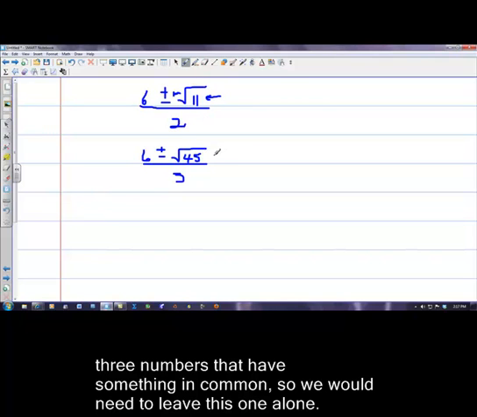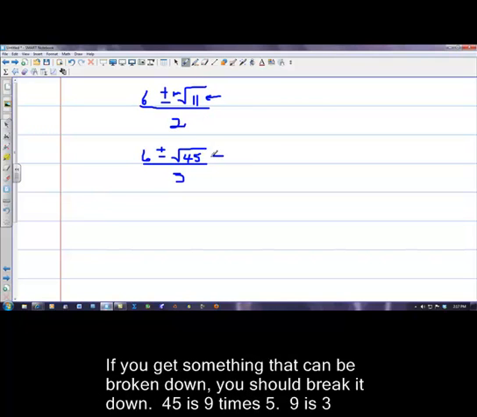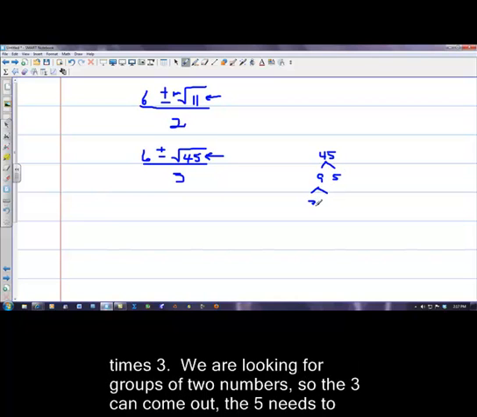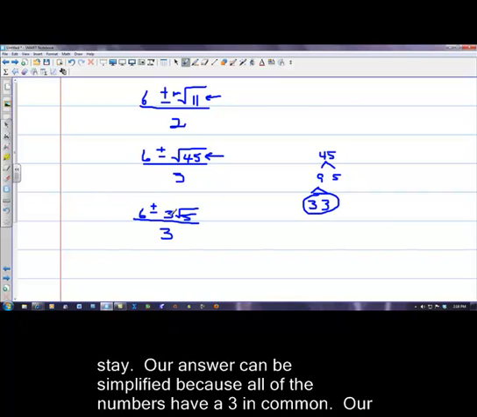Here's something else that could happen. Let's say you get something like 45 underneath there. You can break down 45 into 9 times 5. And 9 can be broken down into 3 times 3. Since this is square root, we're looking for groups of 2 numbers. So a 3 could come out and a 5 would need to stay. We again have that triangular shape, so we can reduce this problem by 3.